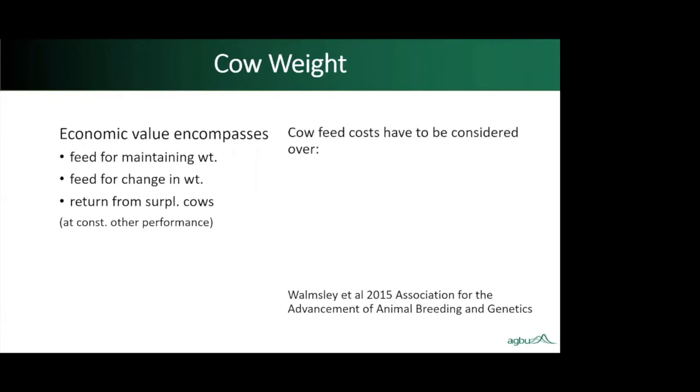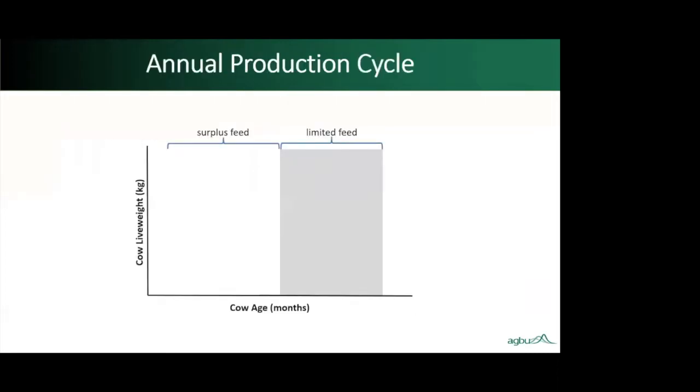The feed costs associated with the cow have to be considered over the whole production year. The effect varies across the year and is therefore not constant, and across the lifetime of the cow. A cow is maintained in a herd for a given number of years, and that has to be factored in. We model average cow weight across an annual production cycle, and within that cycle we have two periods.